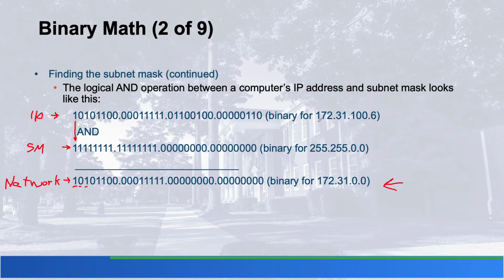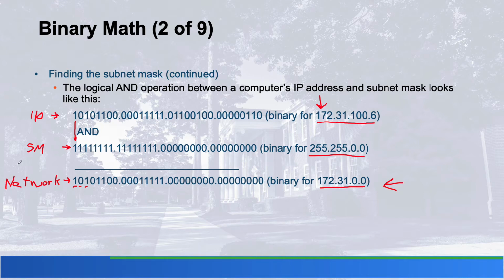So for the IP address 172.31.100.6 and the net mask 255.255.0.0, the network that this computer is on is going to be the 172.31.0.0 network. So we took these two numbers together, we ANDed the binary values, and then we got this as the answer, as the output of the ANDing operation, and the output tells us what network we're on.